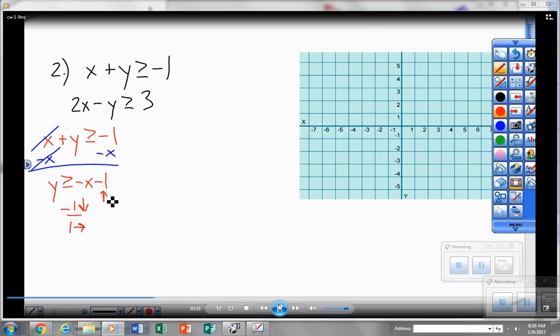So that means when I start at -1, every time I go over a box, I go down a box, over a box, down a box. Right one, down one, right one, down one. Be able to stair step both directions, so I can extend that line out. That will be a solid line because of my inequality. That is y is more than or equal to negative x minus 1, so I'm going to shade above that line.